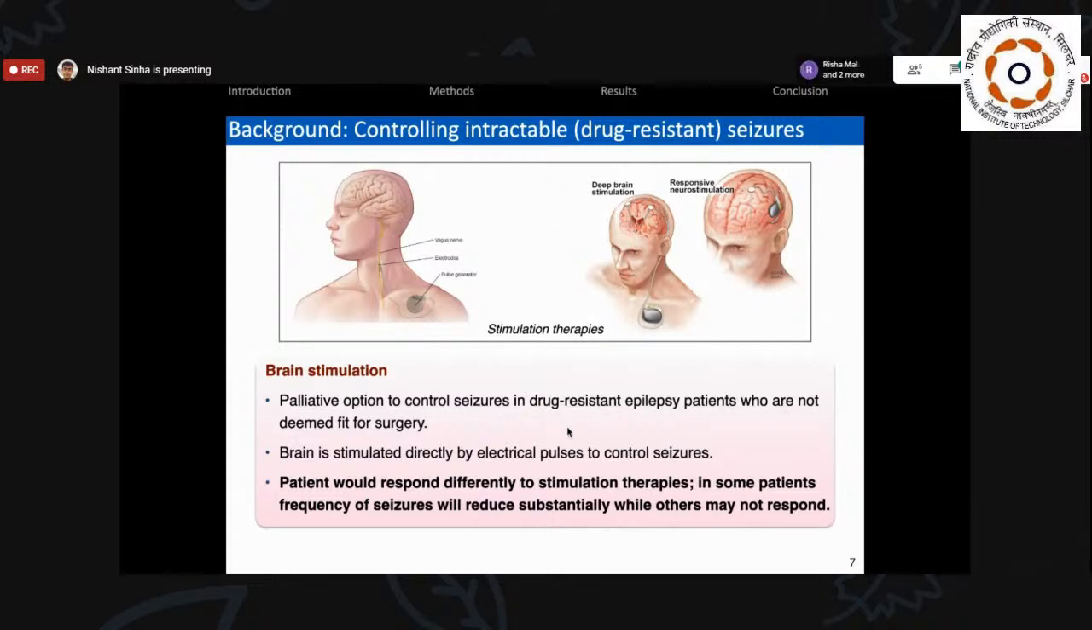So this is essentially a palliative option to control seizures in drug-resistant epilepsy patients who are not deemed fit for surgery. The seizure is controlled by direct stimulation of the brain. And here again, different patients would respond differently to stimulation therapies. In some patients, the frequency of the seizures would reduce substantially, whereas other patients may not respond.